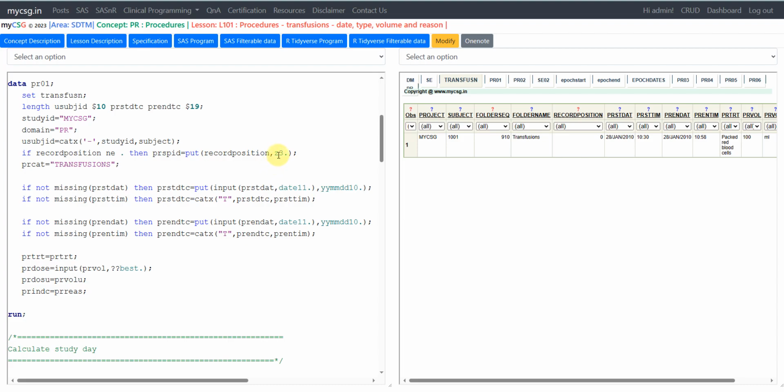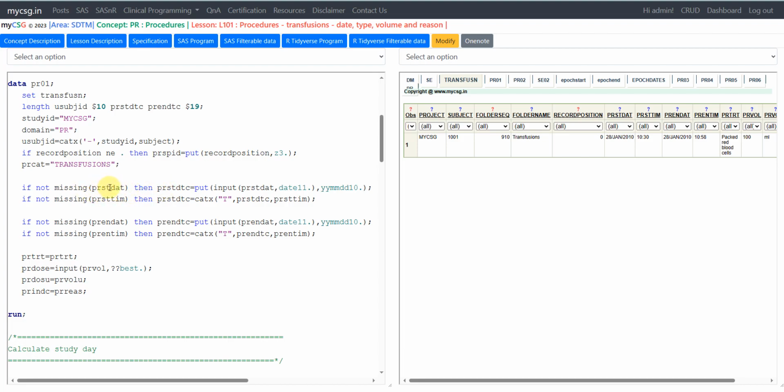So if the total number of characters in the input variable is less than 3, it would add that many leading zeros based on the number of characters present in your input value. We are creating PRSPID by using the put function on the record position variable with the Z3 format. And as per the specification, we were asked to use the value of transfusions in PRCAT. So we are assigning that here.